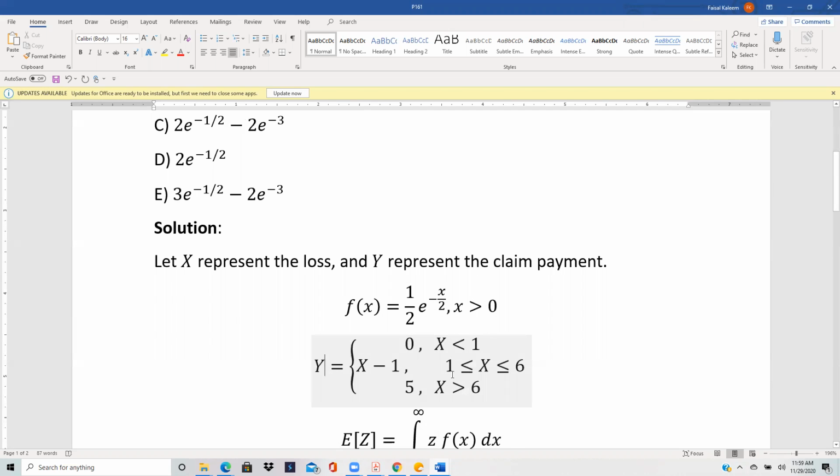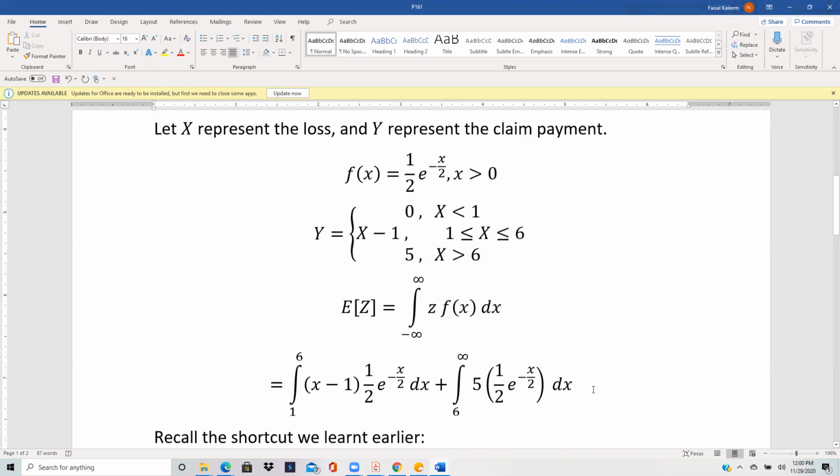And then when the loss is between 1 and 6, you take off the deductible, so the payment will be x minus 1. The reason we are stopping at 6 is that when the loss is 6, the payment is 5, and that's the maximum payment. And so the payment is still 5, even when the loss is bigger than 6.